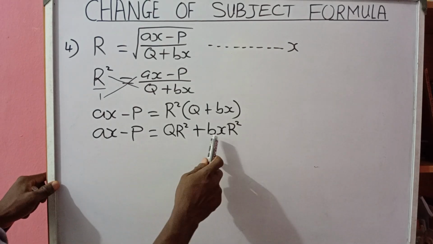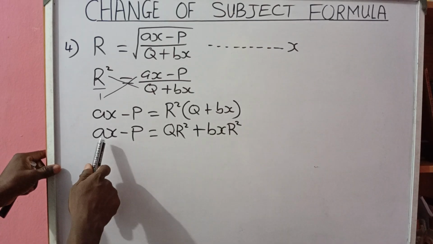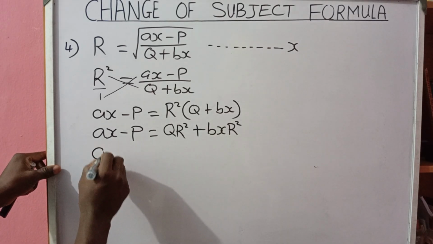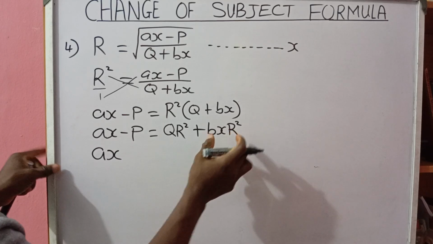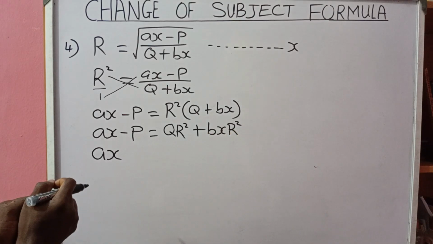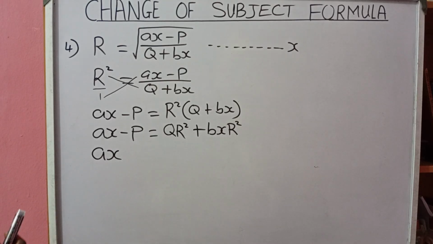X is involved in this one, and x is also involved in this one. So we have to bring them together. So we have this one here already, which is ax, then plus bxr squared. The reason why we are bringing it together is that we want to get x in common, to bring them together where they should belong.